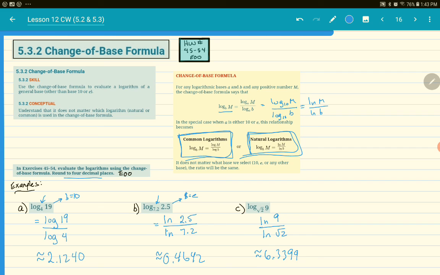So that I can evaluate anything in a calculator. Any base.